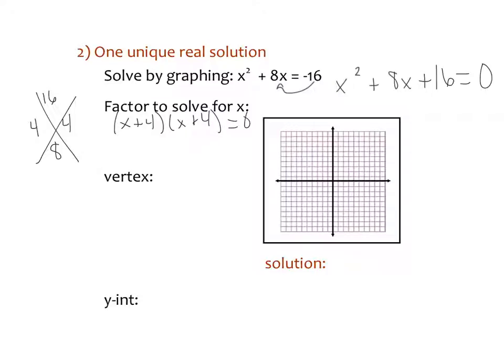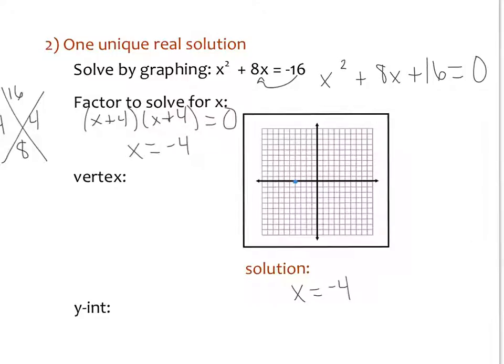So what are my solutions here? Well, I'm just going to get x equals -4 twice, and I don't need to write it twice. I can only write it once if I want to. So my solution is x equals -4. So I'm going to write that in here right now, and I'm actually going to go to my graph, and I'm going to graph this solution right now.